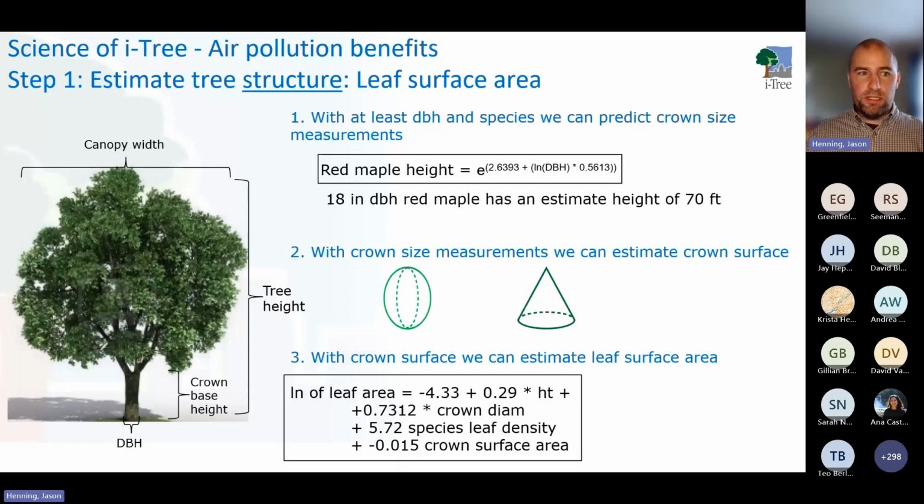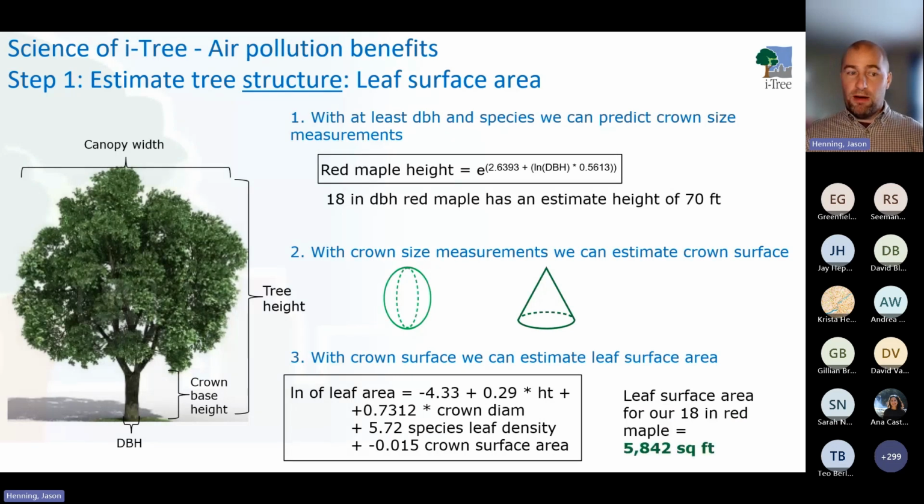We've got these equations that are going to predict for our 18-inch red maple, how much leaf surface area we have to interact with air pollution. So in this case, for our red maple, if you want to go ahead and make a guess, how much leaf surface area do you think it has? And again, leaf surface area, we're just taking all the leaves. Imagine taking all the leaves off the tree, laying them on the ground and measuring the square footage or how many square meters that leaf area would cover. So in the case of our 18-inch red maple, we feed all those parameters into the model. We come up with about 5,800 square feet of leaf surface area. So that's a little more than 1/10 of an acre of leaf surface area from this one red maple tree.